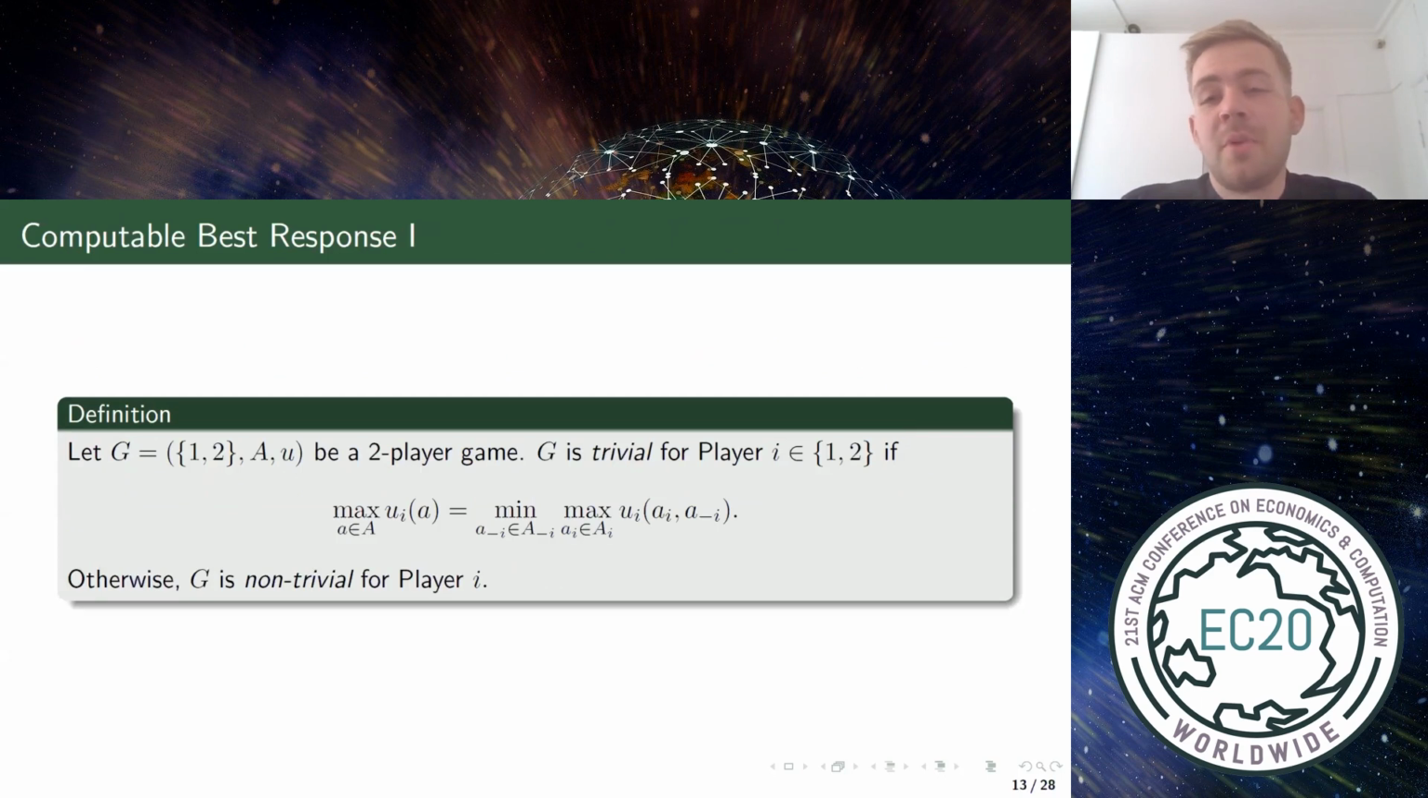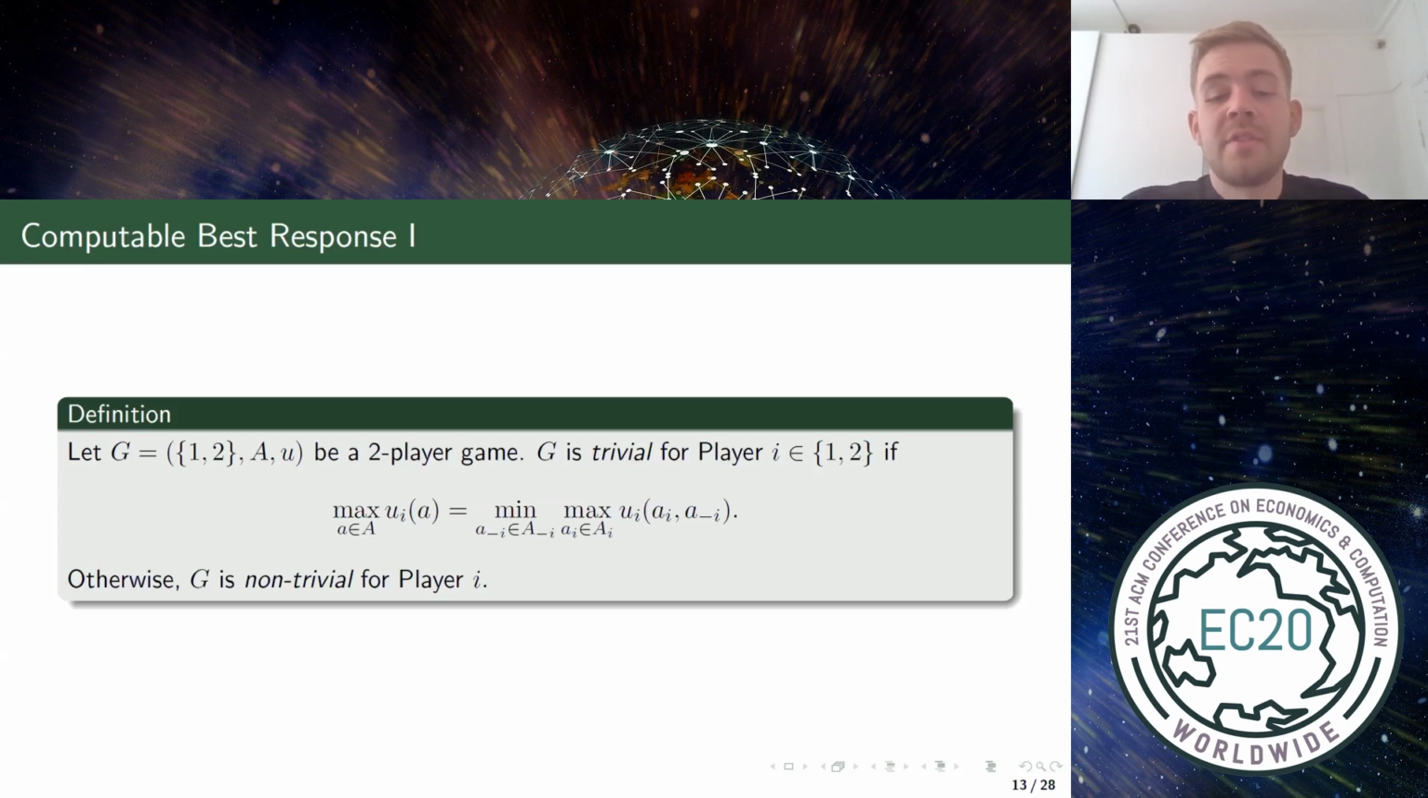Now, when we have our problem defined in detail, let us start with our results for the first class, CBR. We say that the game G is trivial for player 1 if the maximum stage payoff of player 1 equals his min-max value, which is the minimum value that his opponent can force him to earn. For example, rock, paper, scissors is trivial for both players, while prisoner's dilemma is non-trivial for both players.